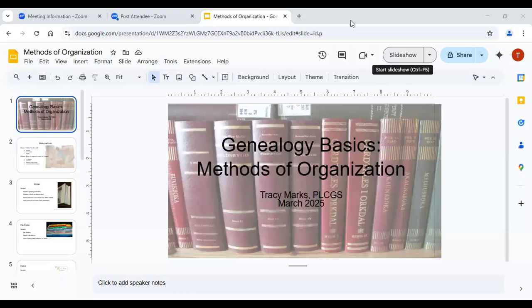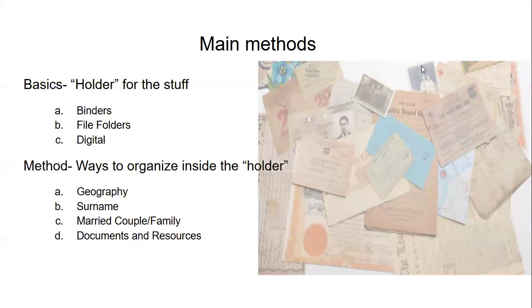So basic methods for genealogy organization. Now, there's two things we're going to be talking about. We're going to be talking about your basics, the holder, the container for your stuff, and the ways you organize it within the container. So I'm probably going to refer to stuff as boxes or binders and folders. But understand that means like different levels, different sections. I think you guys will understand as we get going.